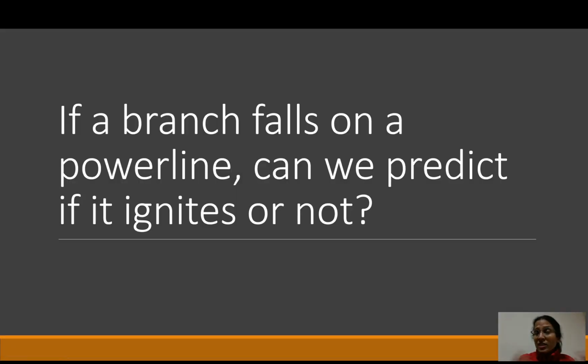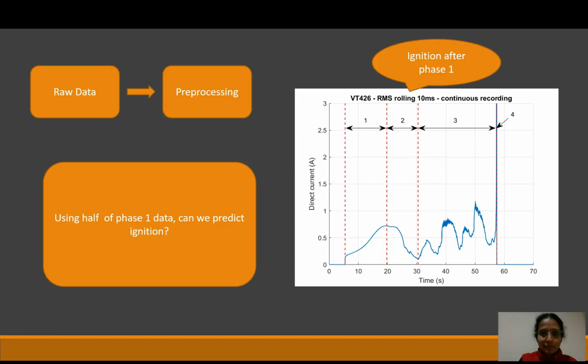This data was made available to the public, and we asked the question: if a branch falls on a power line, or if a power line breaks and comes into contact with a tree, like it snaps and then comes into contact with the tree, can we predict if it ignites or not from the current patterns and the voltage patterns that you get? That was the question that we asked, and we did it using the experimental data.